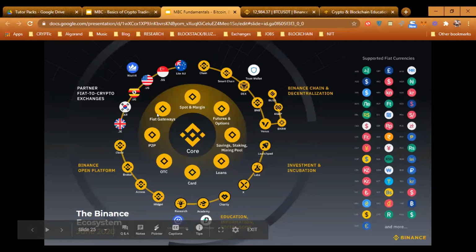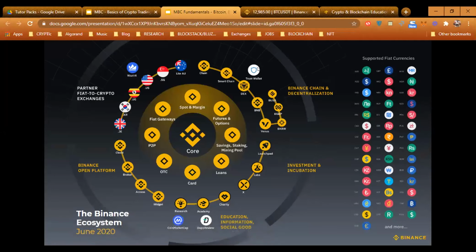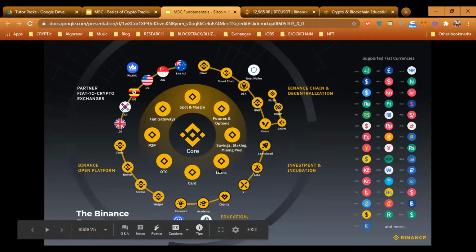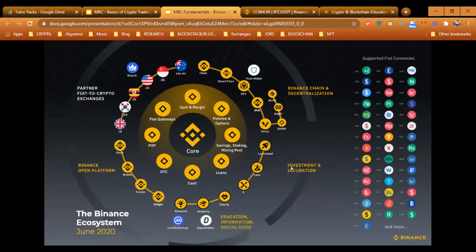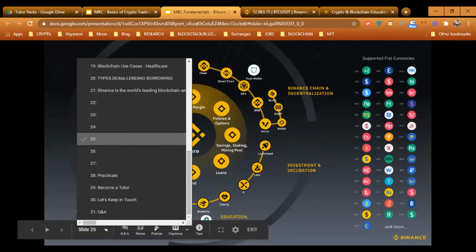So you can look at this. I told you before that Trust Wallet is owned by Binance, right? So here we have this. This is just our ecosystem. A lot of other things are coming up on Binance also.